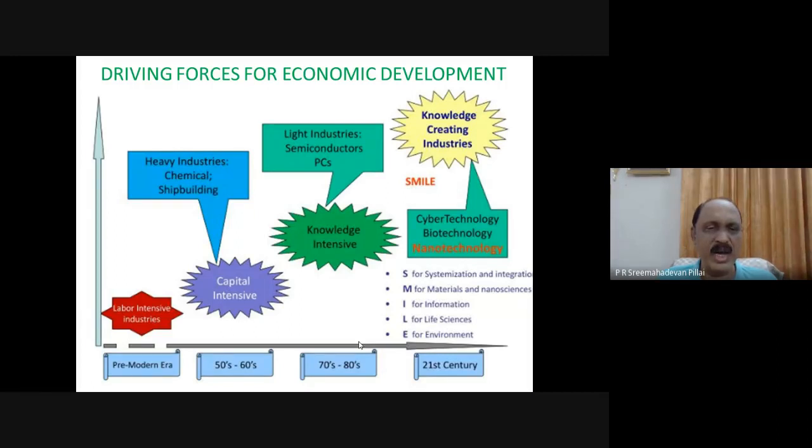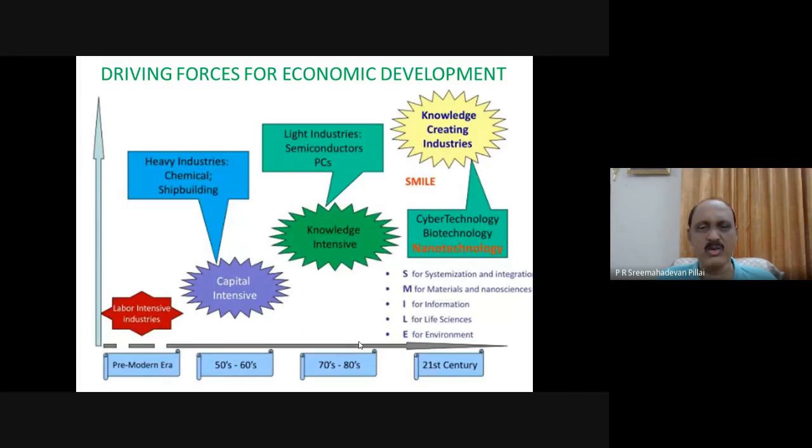Then in the 70s to 80s came the light industries. That light industry was mostly connected with the electronics industry. You know, computer production started in the 60s, though computers came up in principle in the late 50s, 58 and 59. Computer production started in earnest after the 70s. And of course, personal computers became popular in the 80s only. And laptops came and became popular in the 90s.